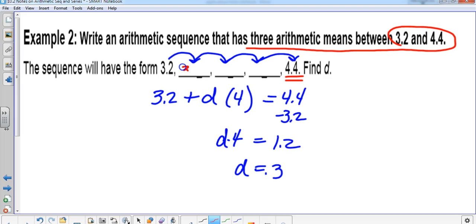So add 0.3 and we get 3.5. Add 0.3 and we get 3.8. Add 0.3 and we get 4.1. Add 0.3 and we get 4.4. That's how we know we did it right. It turns out the last term. So when it says find three arithmetic means, it means find the three terms of an arithmetic sequence that come between those.